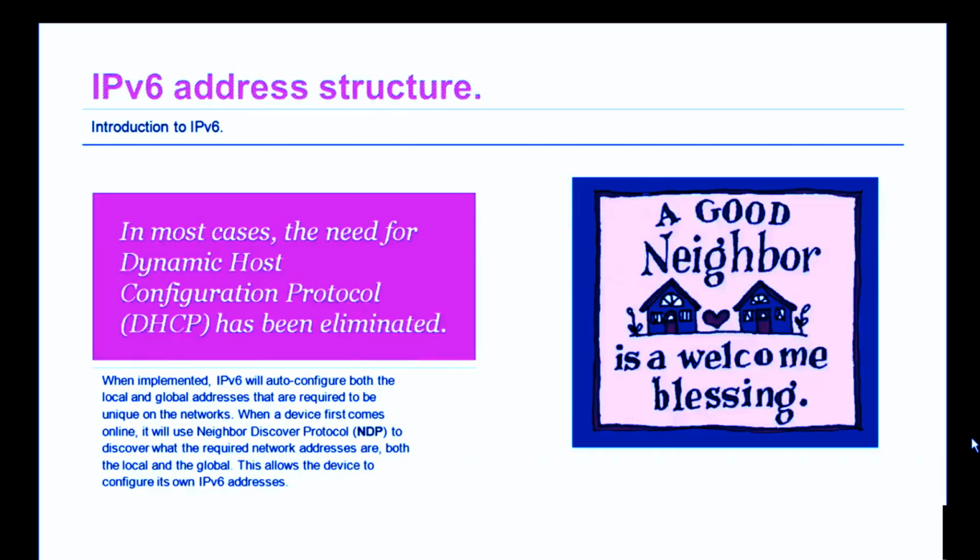When a device first comes online, it will use the Neighbor Discovery Protocol, NDP, to discover what the required network addresses are, both the local and global addresses. This allows devices to configure their own IPv6 address without an administrator's intervention.